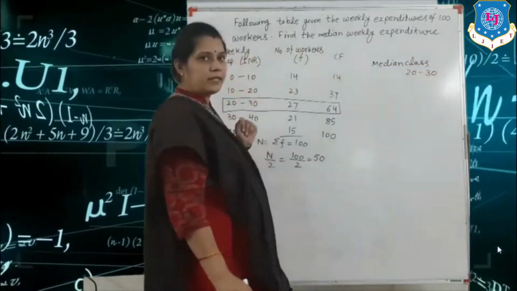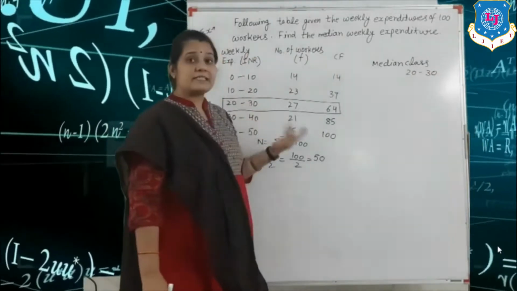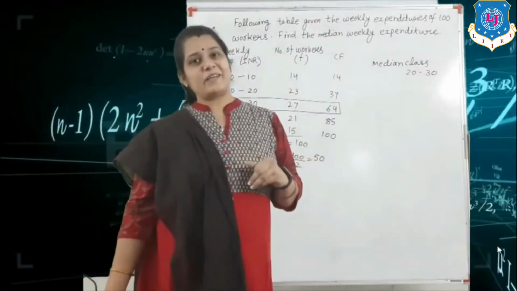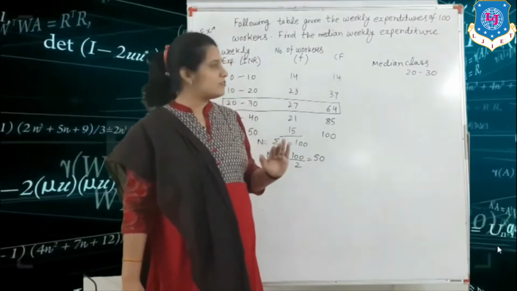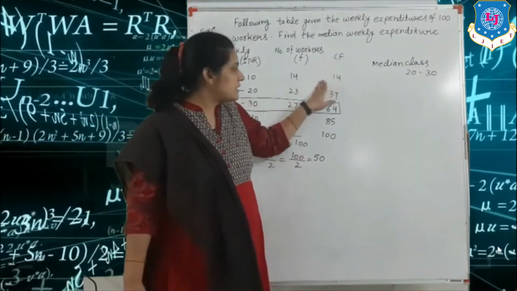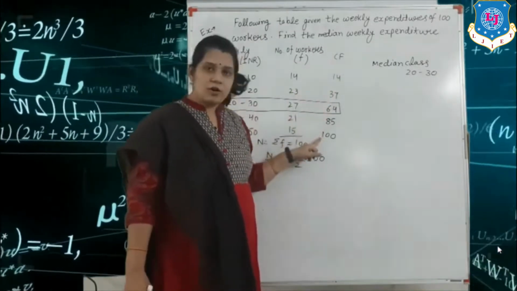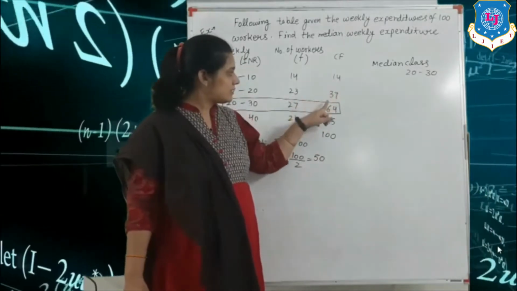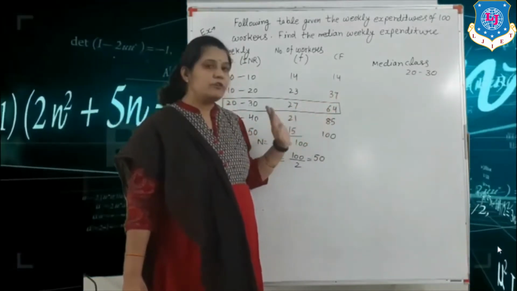Okay, 20 to 30. Is this a less than type frequency or a greater than type frequency? Don't be confused here. You check the CF column. This is in increasing order: small value, just greater value, greater value, greater value, and maximum value.